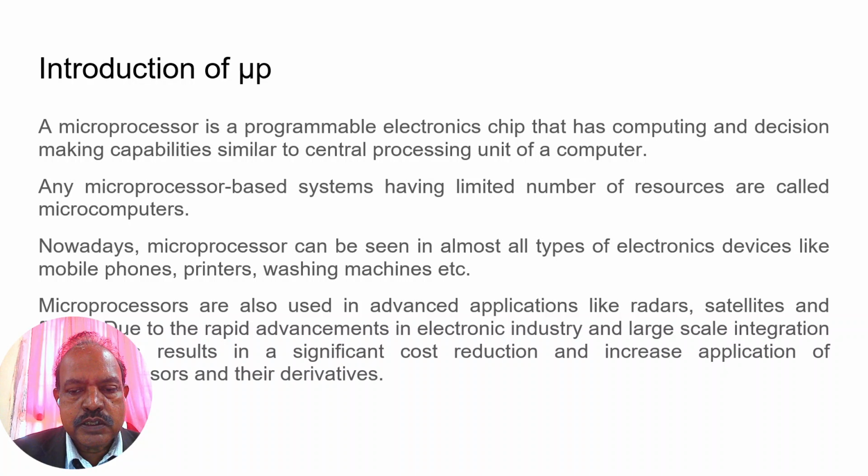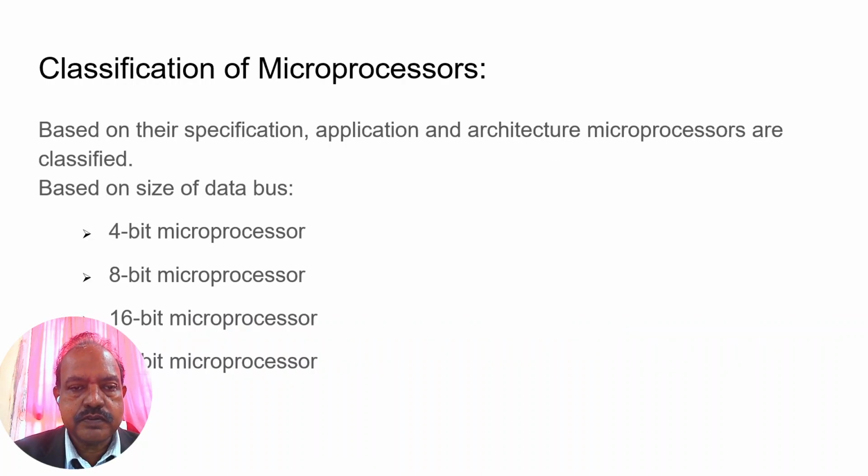Nowadays, microprocessors can be seen in almost all types of electronic devices, like the mobile phones you are using, printers, washing machines. Everywhere we find a microprocessor attached. These microprocessors are also used in advanced applications like radars, satellites and flights. Due to the rapid advancement in the electronic industry and large-scale integration of devices, there is a significant cost reduction and increased applications of microprocessors and their derivatives.